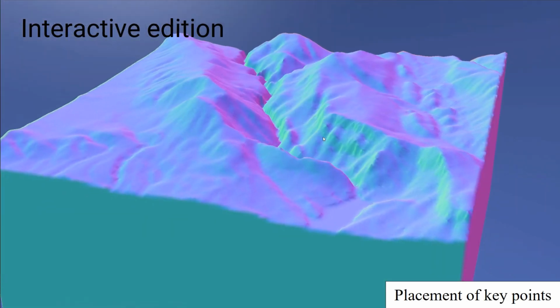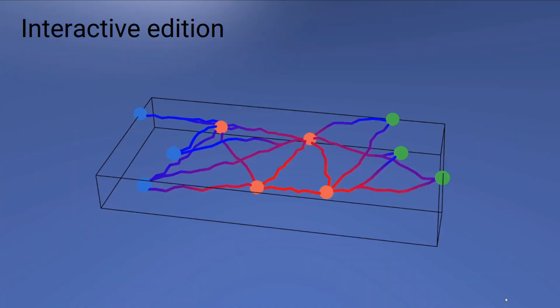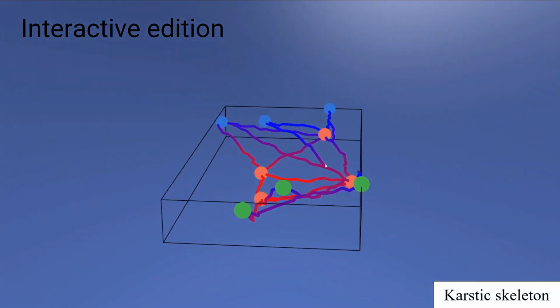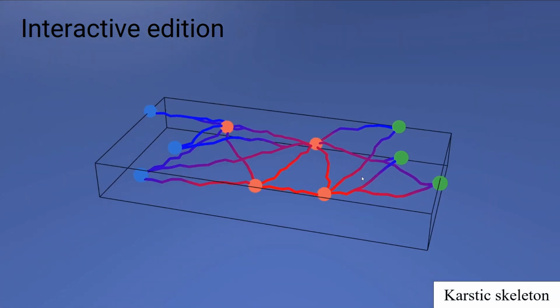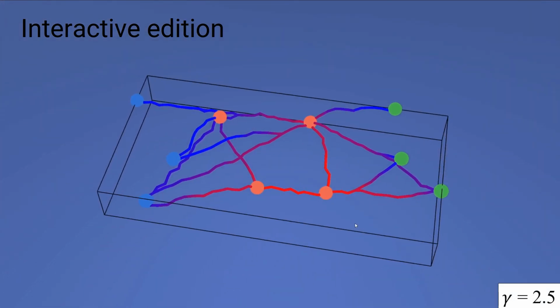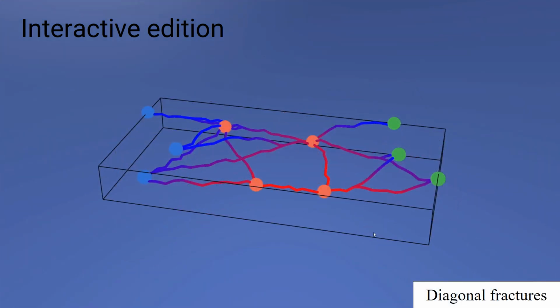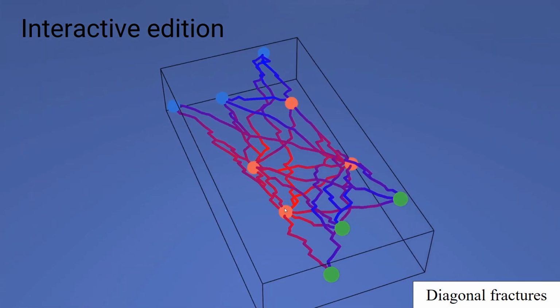We show an interactive editing session. Here, the user placed multiple key points in the scene. A karstic skeleton linking all those key points is then generated. The user might change the gamma parameter to control the density of the network. Fracture orientations can also be tuned interactively.